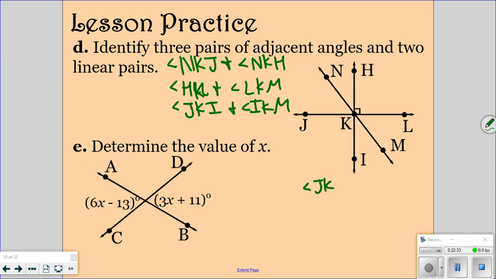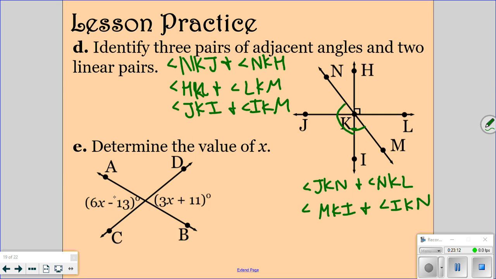angle JKN and angle NKL would make a linear pair. This angle and that angle make a straight line. Also, angle MKI and angle IKN. So MKI is here, and then IKN is here, and together they make the straight line. So those are 2 linear pairs, but again, there are several that would work.